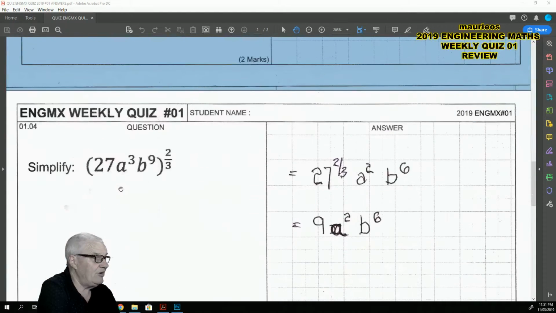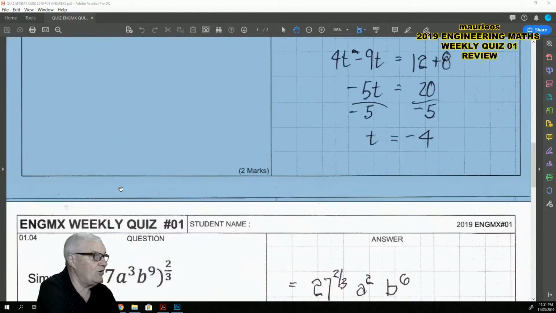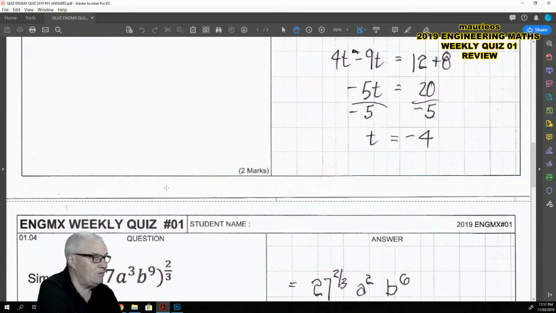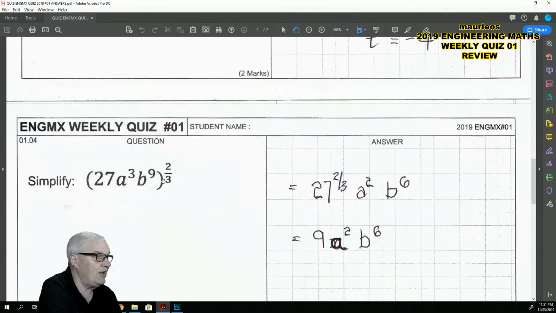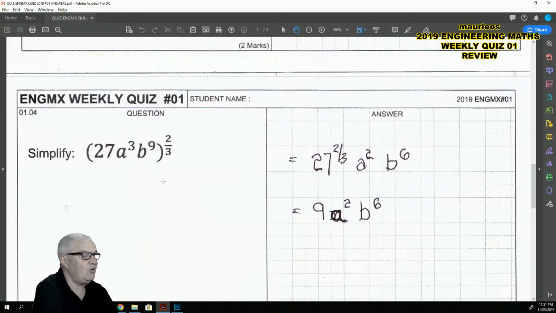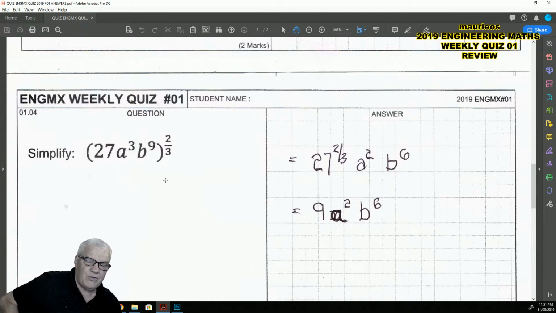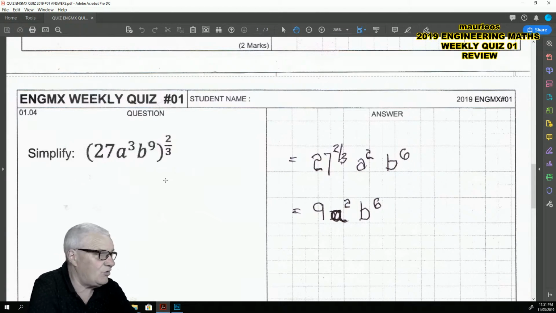All right, now let's go down. I don't know why that's coloured blue, but oh well, it's changed now. Now this one here, simplify, and this is dealing with indices. Simplify here. So to the power of 2/3, what does that mean?